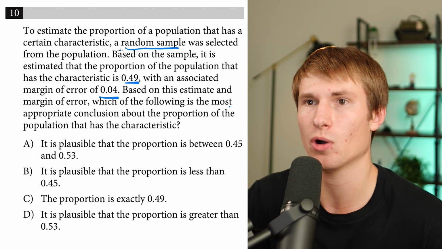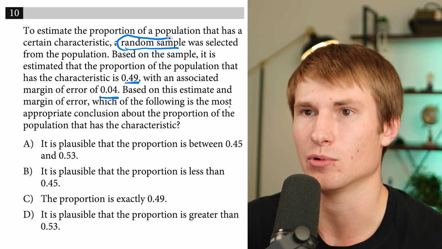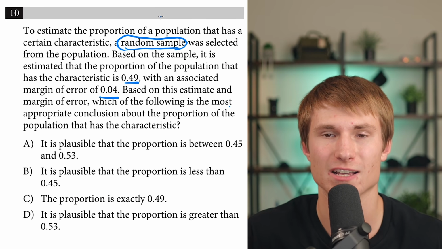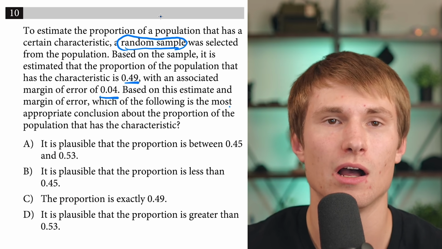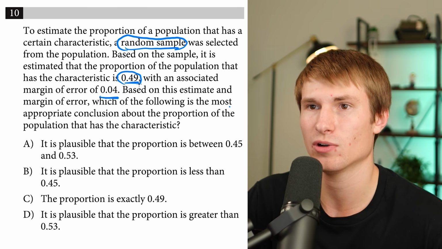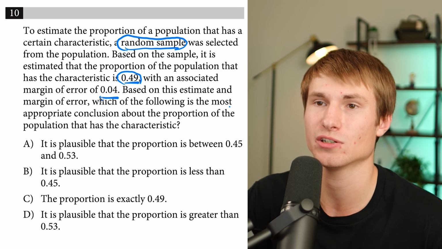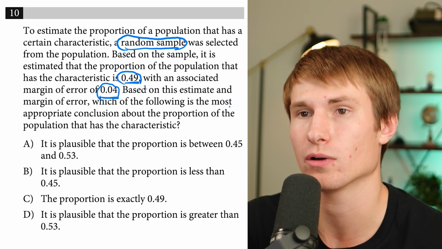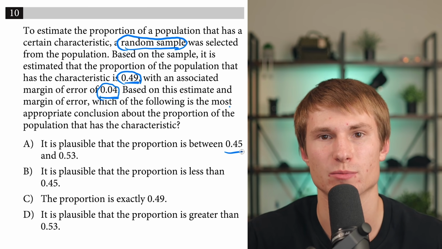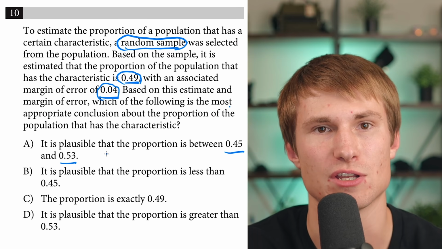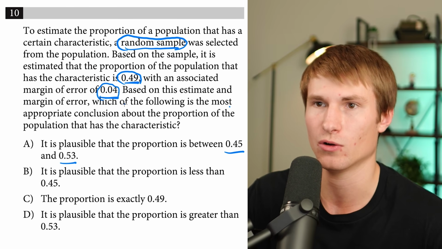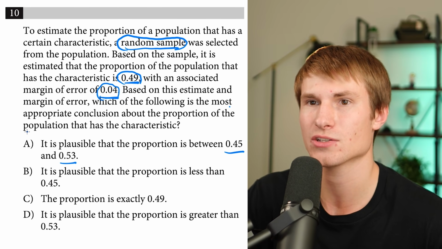A couple things I want to point out here. Number one, we are taking a random sample. It's very important we take a random sample because if we don't, we can't apply it to the general population. It has to be a random sample. In this case, it is, so that's perfect. Now, the next thing we need to note is that the estimated proportion of the population that has the characteristic is 0.49 with an associated margin of error of 0.04. So what that means is answer choice A. It's plausible that the proportion is between 0.45 and 0.53. You get that by subtracting 0.04 from 0.49 and adding 0.04 to 0.49. So our answer there has to be answer choice A.